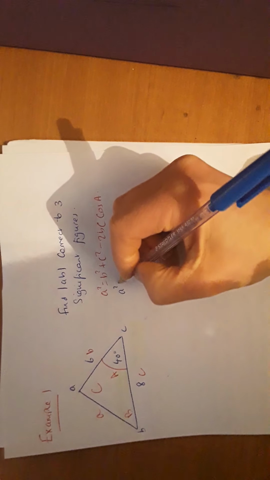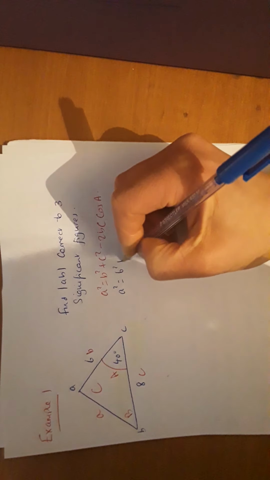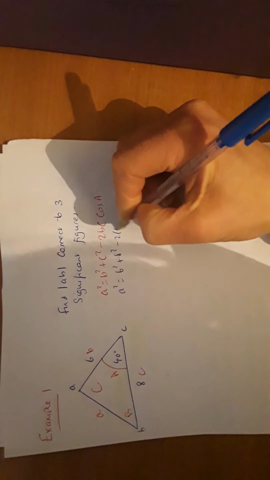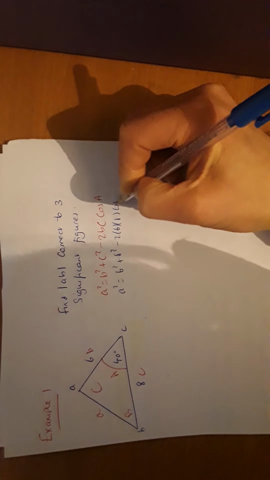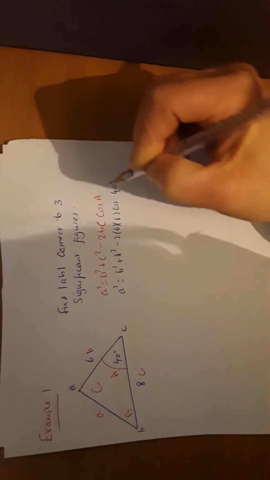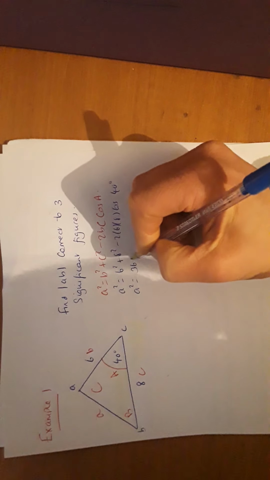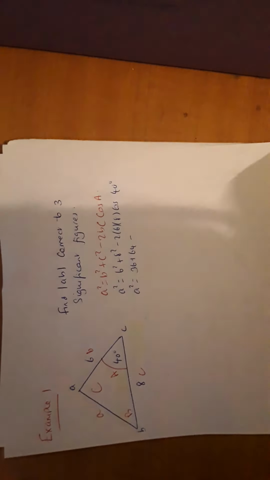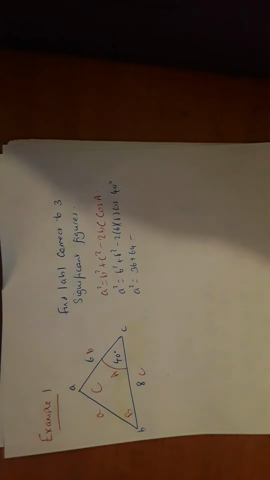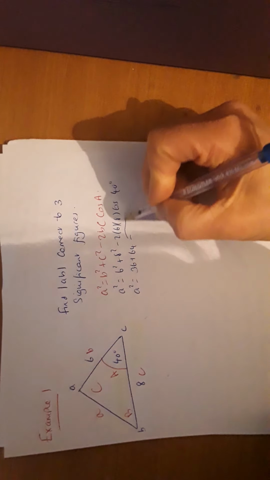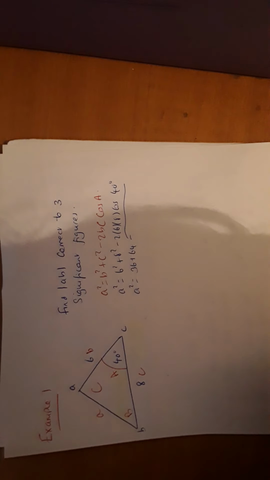So it's a squared is equal to 6 squared plus 8 squared minus 2 by 6 by 8 by the cos of A, which is 40 degrees. It's big A. So a squared is equal to 36 plus 64, minus 2 by 6 by 8. Now you can put that in your calculator. You could put the whole thing into your calculator, 2 by 6 by 8 by cos of 40.